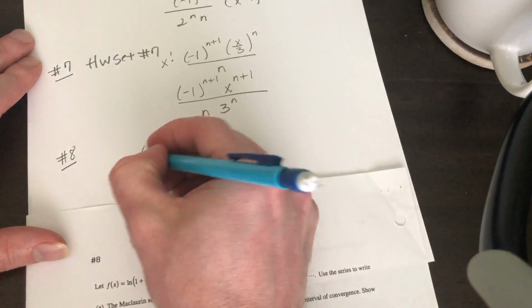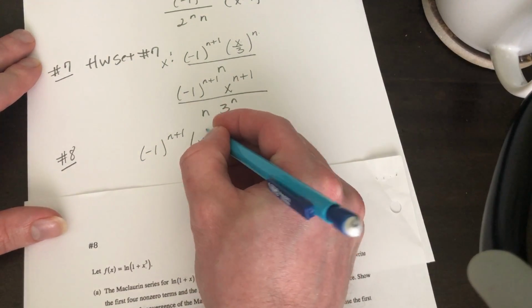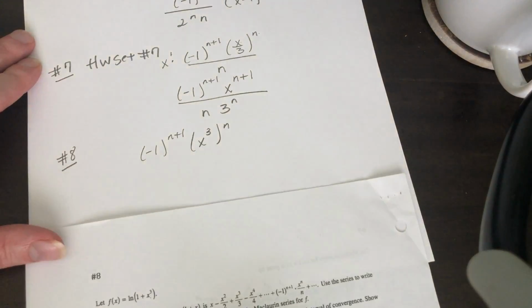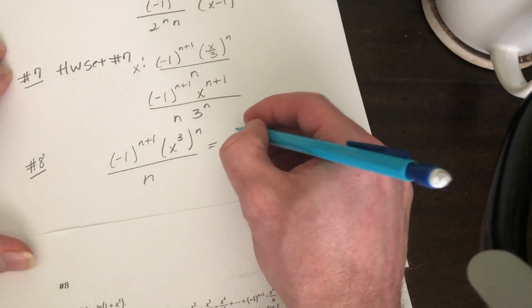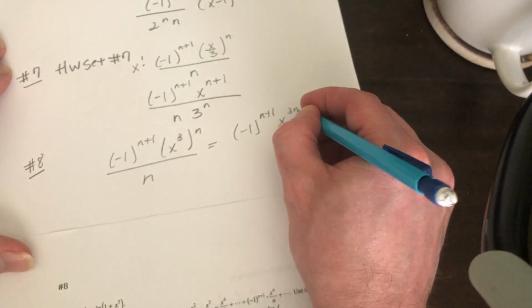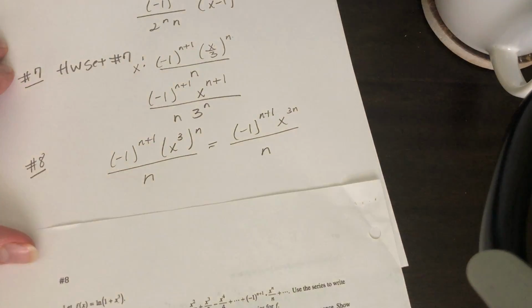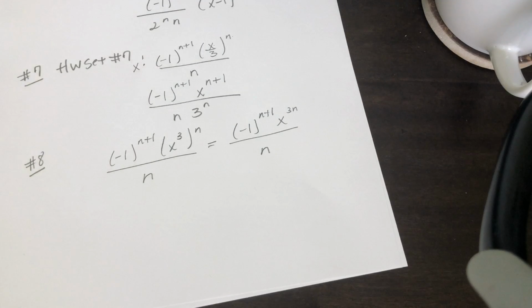So this is number 8. My general term should be negative 1 to the n plus 1, and then I'm substituting x cubed right there. And I'm still dividing by n. Okay, so it's negative 1 to the n plus 1 times x to the 3n over n. So that's my general term for number 8. Okay, so those two are pretty similar in how we find the general term.